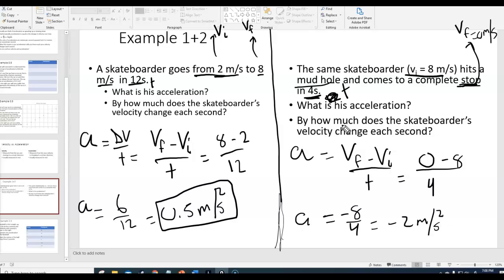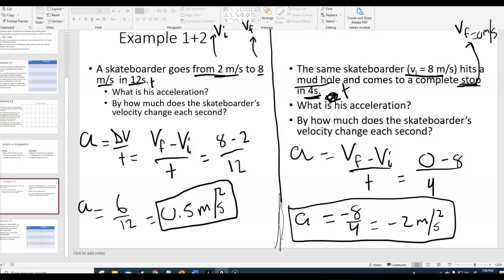That is the acceleration, which is the same as saying that the skateboarder's velocity changes by negative 2 meters per second every second. Now, does that mean the skateboarder is moving in the negative direction? No. The skateboarder is moving forward the whole time. Their velocity is still positive the whole time until they stop, but their acceleration is negative, meaning that their velocity is going to decrease over time. So again, the acceleration of negative 2 meters per second squared means that every 1 second that passes, the skateboarder's velocity decreases by 2 meters per second.